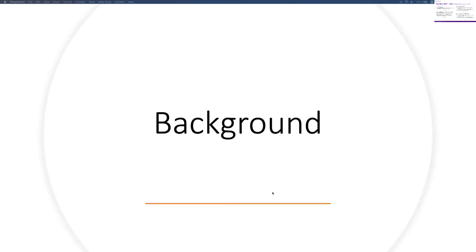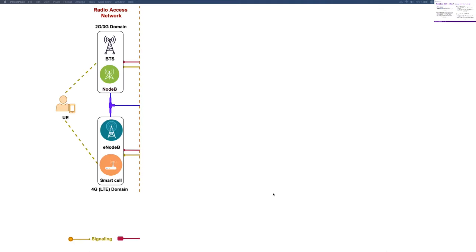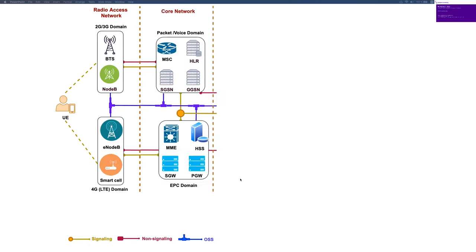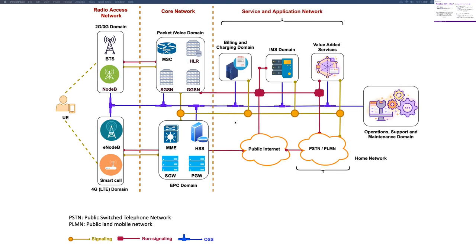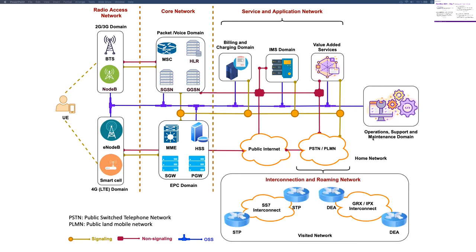So, a brief background about the mobile communication systems and what the BADRA framework covers. It covers 2G to 4G and end-to-end mobile networks, so it looks something like this. It starts from the UE, the user equipment, and includes the radio access network, which is different between 2G, 3G, and 4G, and the core network elements to the service and application network, including billing, charging domain, IMS, operation support system, OSS, and also the interconnection and roaming network, which uses other protocols such as SS7 and the GRX IPX interconnect network. So this is a brief picture of what it includes.